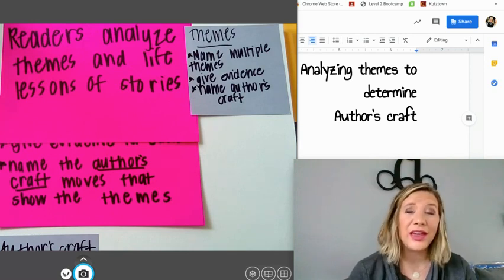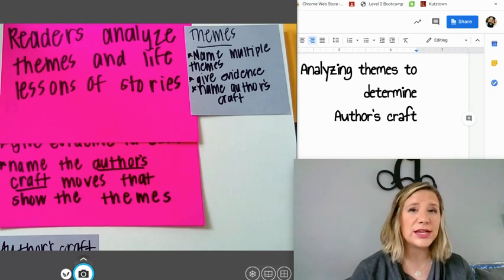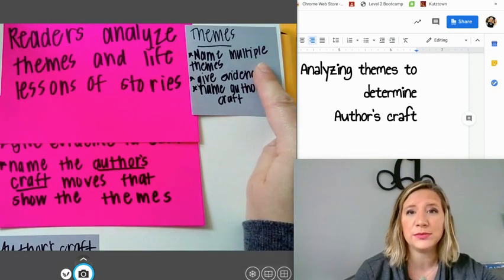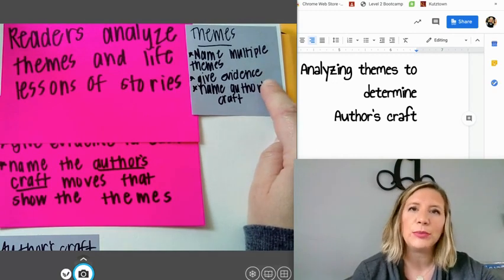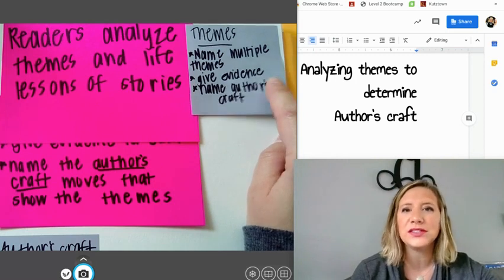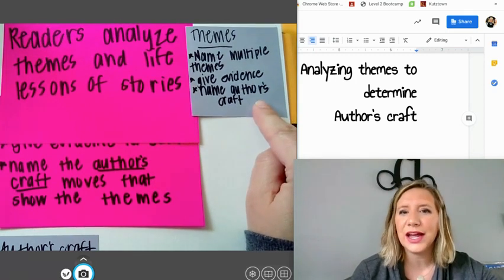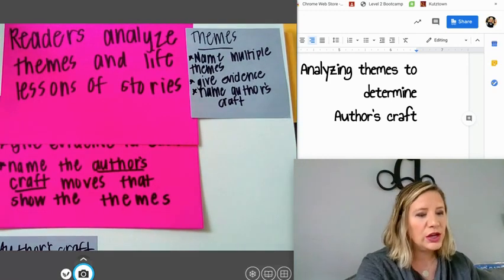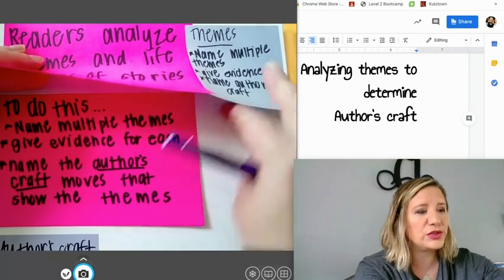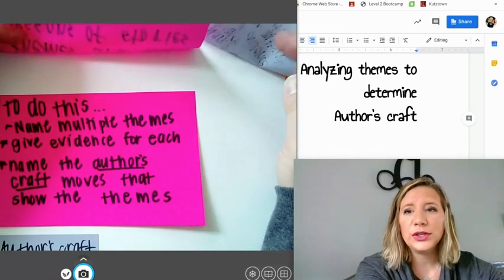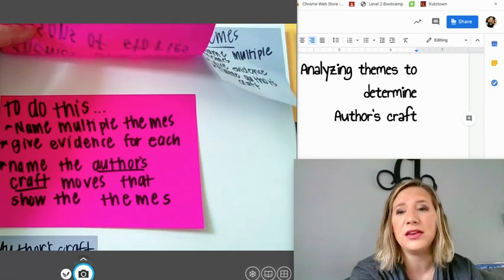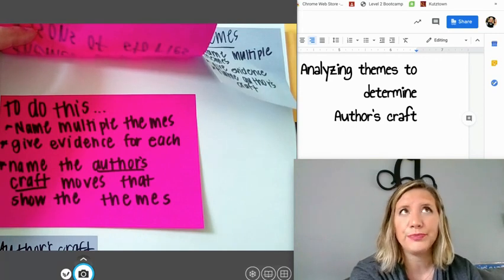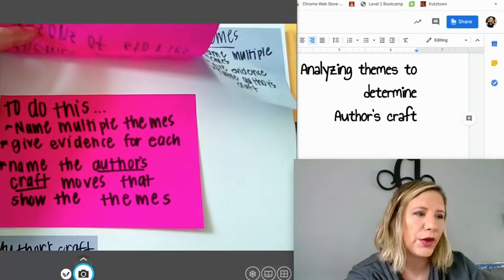We've worked already on naming a theme. So to add to that today, we're going to name multiple themes. We're still going to continue to give that evidence for each theme. So if you name 3 themes, then you have to have 3 pieces of evidence. And then the last thing we're going to add today is that author's craft piece. So looking at this post-it note, in order to do that, we want to name multiple themes. We want to give evidence for each theme and then name the author's craft that shows these themes, that expands upon it and puts it kind of all together.